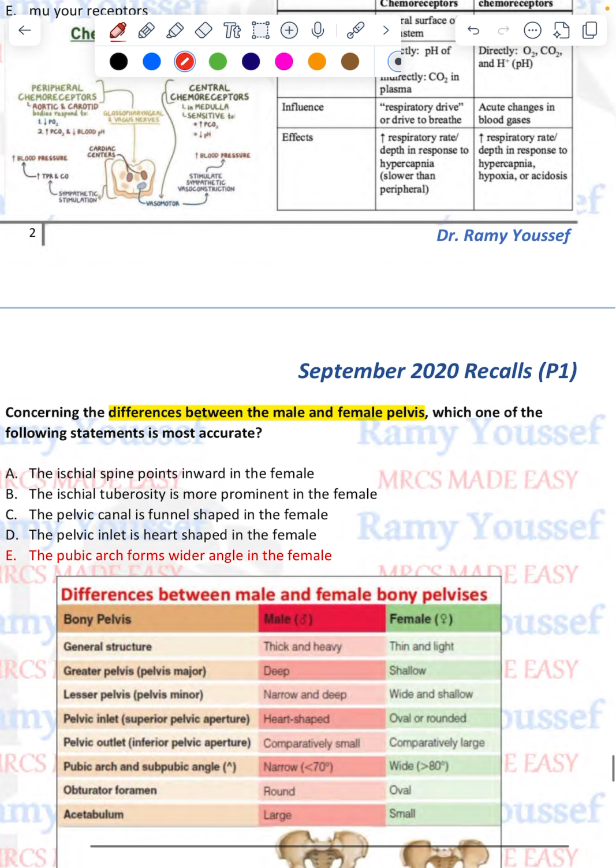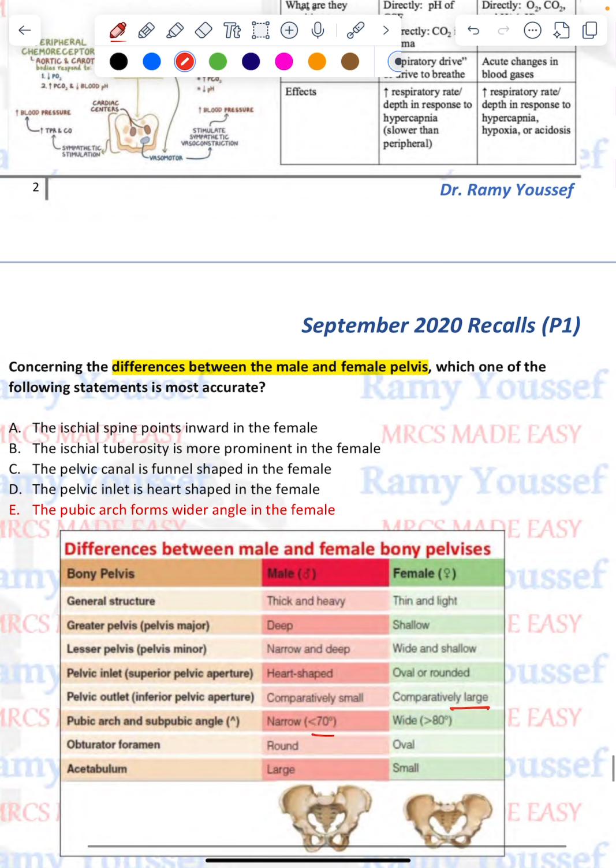So what is the difference? General structure, thick, that is okay. The greater pelvis is deep in males. The outlet is comparatively small in males and large in females. Pubic arch is narrow in males and wide in females. Obturator foramen, acetabulum. So ischial tuberosity prominent is nothing like that. Pelvic canal is funnel shaped in female. So this is funnel shaped. The inlet is heart shaped in male and oval, rounded in female. That is there.